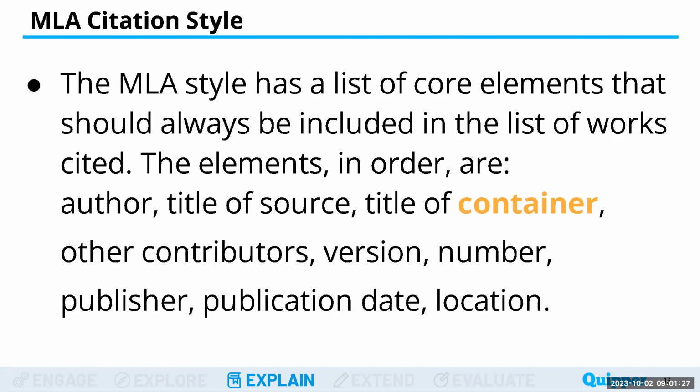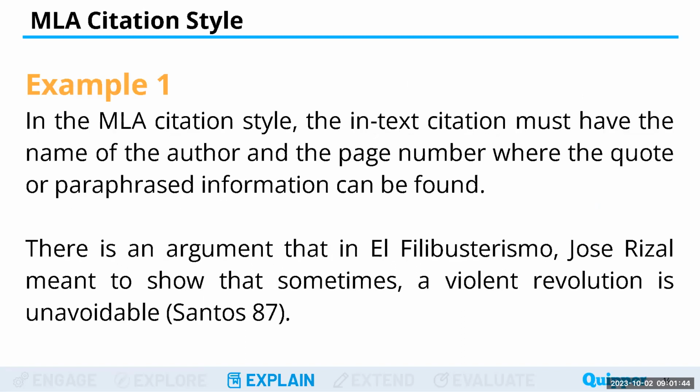Why is this quite tedious compared to the APA? Because simply, remember that the MLA citation style is used for humanities. So the core elements should be present in order to determine what is included in the list of works cited. Example, in the MLA citation style, the in-text citation must have the name of the author and the page number where the quote or paraphrased information can be found.